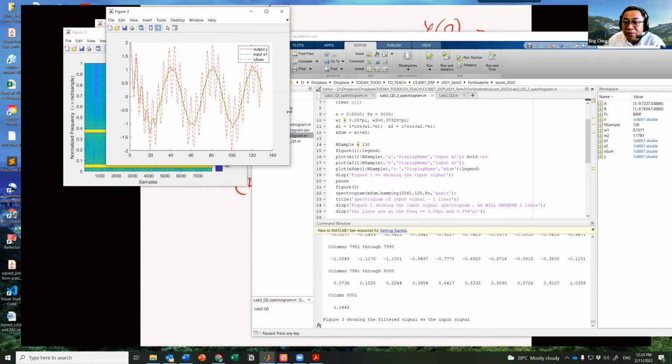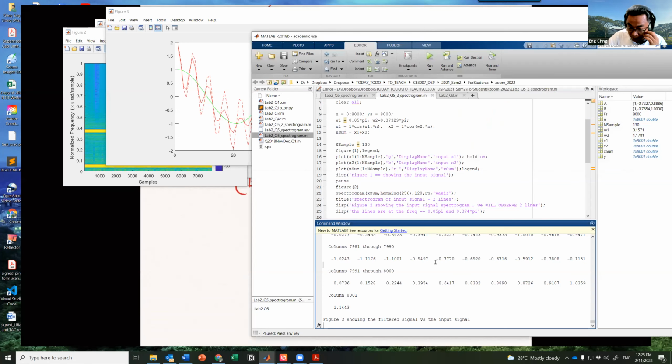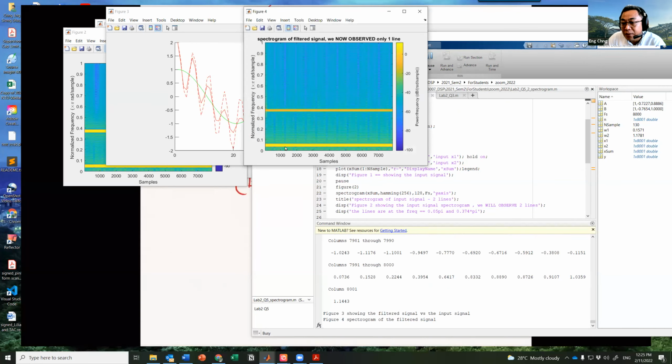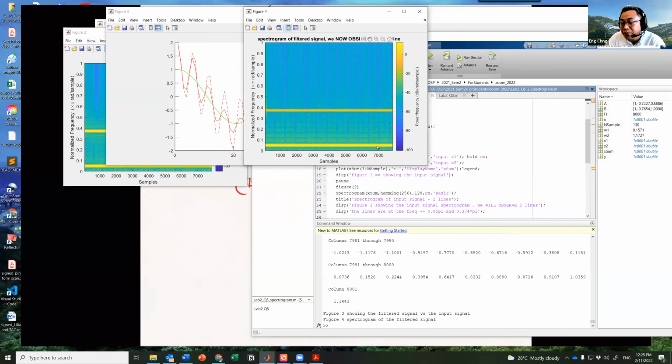Now let's study this carefully. The output is the red line. The input is the dashed red line. Oh, okay, see? So it didn't clean up the signal very well, but it made our signal look more like the green guy. And now I will show you. This is the bright yellow line, showing the output. This guy is the slightly dimmer yellow line, showing that it has been filtered.